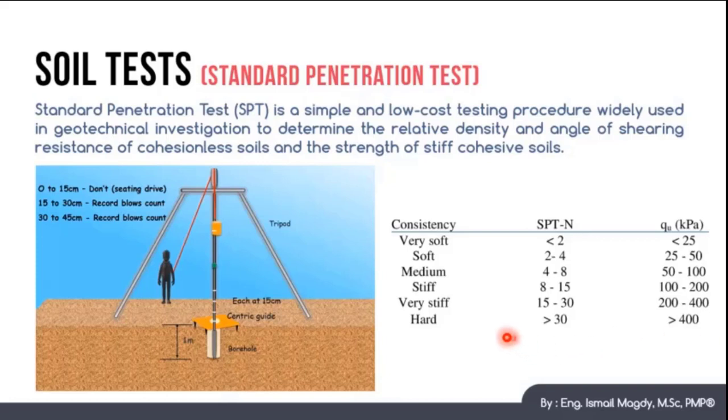Based on this table here, if the number is less than 2, it means that the soil is very soft and it is expected to have an ultimate bearing capacity less than 25 kilopascal, and between 2 to 4, it means that the soil is soft and expected to have between 25 up to 50 kilopascal ultimate bearing capacity, and the same goes on till we reach 30 blows, which means that the soil is hard and expected to have over 400 kilopascal ultimate bearing capacity.